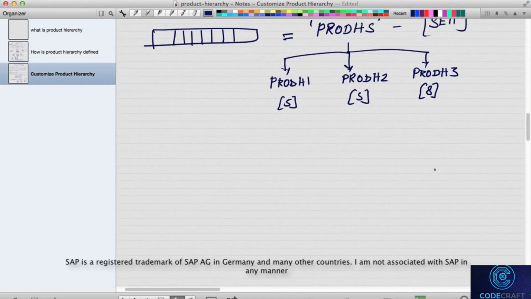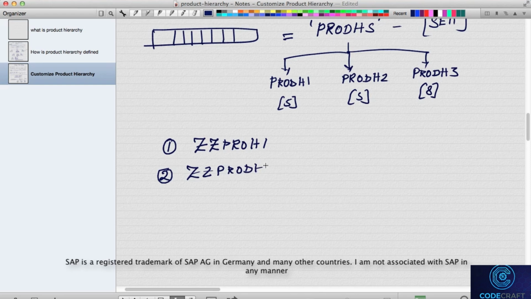Now, if you want to have your own, you got to follow a naming convention. So if it is 1 character, you got to name it as ZZPRODH1. Or you can do ZZPRODH2, right? As many as the system allows. You only have like 18 characters, so you can only have so many. And if you want to have say 5 plus 5 plus 4 plus 4, like 4 different levels, 5 plus 5 plus 4 plus 4.